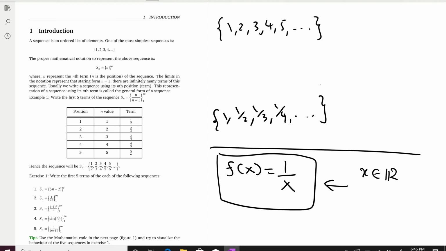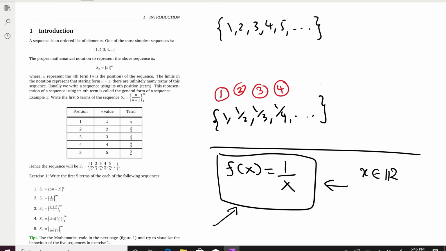Now let's think about sequences. Let's try to come up with something like this for sequences. To do that, we are going to look at the position of terms of the sequence. Let's start with the second sequence. The first term of the sequence is 1. The second term is 1/2. The third term is 1/3. The fourth term is 1/4.